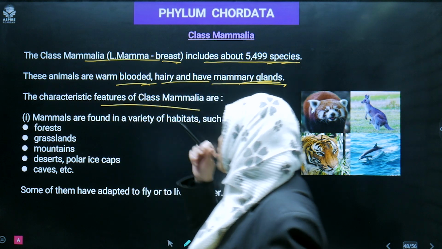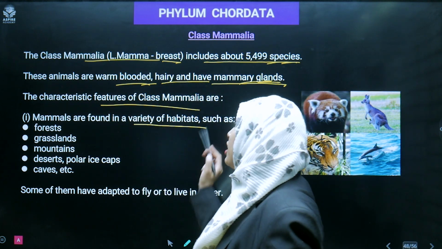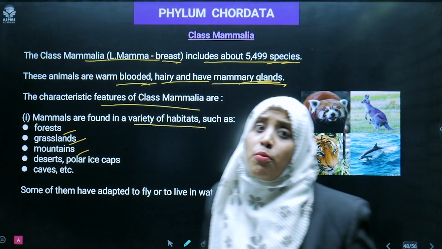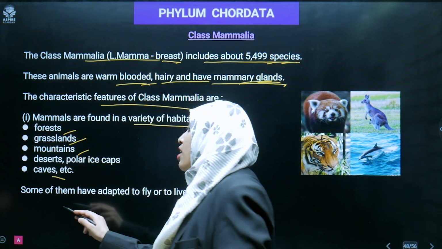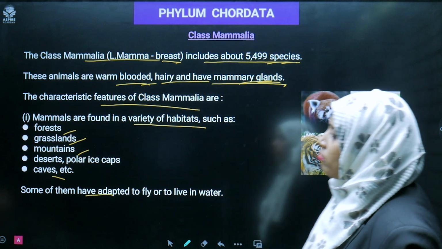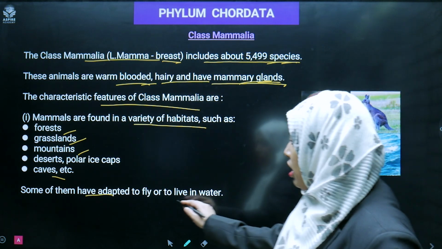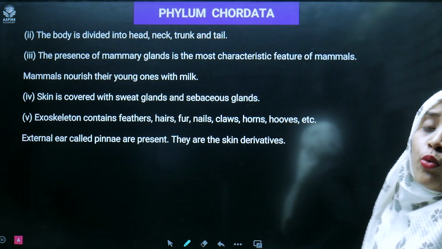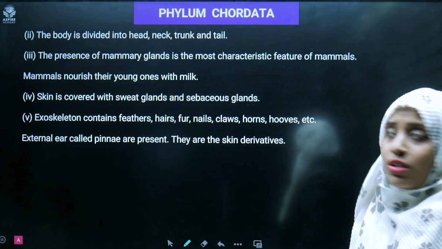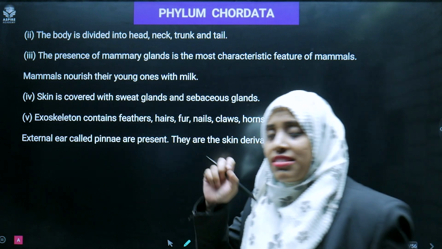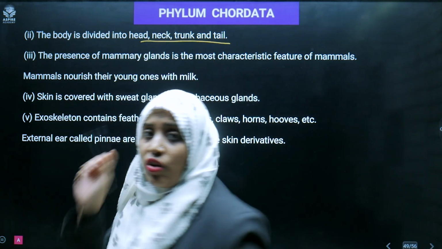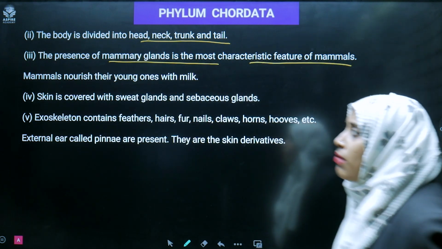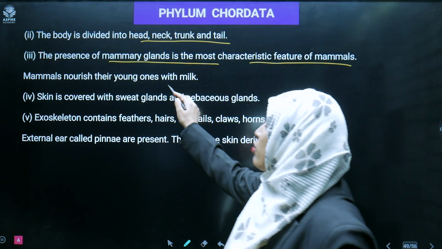The characteristic features of Mammalia are, they are found in a variety of habitats. We can find them in forest regions, grassland, mountain, desert, pond, even water bodies, caves, and some of them have adapted to fly or live in the water also. Like the whale, being a mammal, it lives in the water. The body of mammals is divided into head, neck, trunk, and tail. The presence of the mammary gland is the most characteristic feature of mammals. Mammals nourish their young ones with the help of their milk.